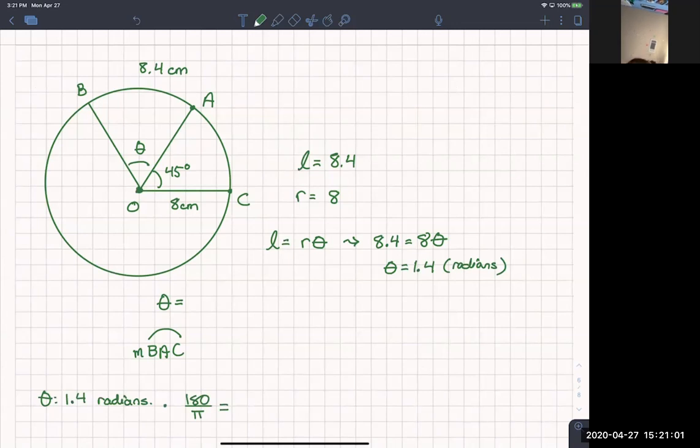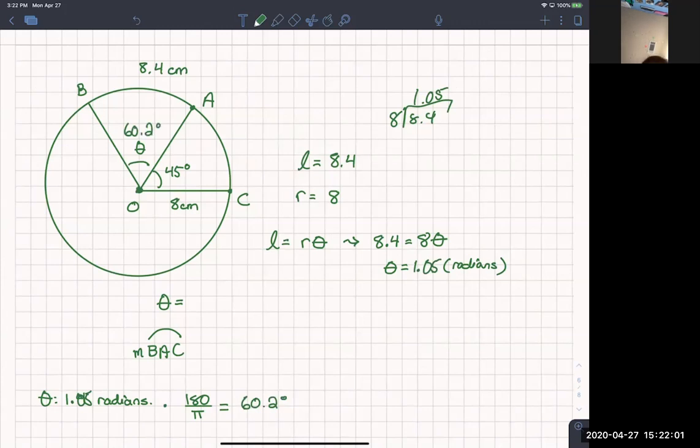So 1.05 radians times 180 divided by pi gives me what, approximately? 60.16. So let's say 60.2 degrees.